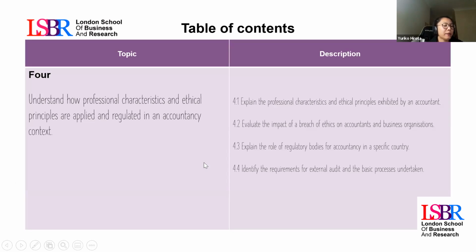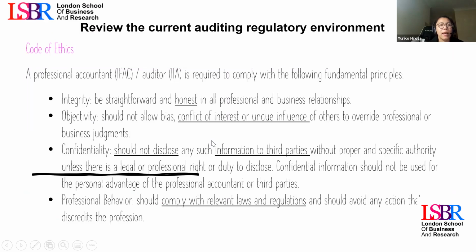And finally, topic number four is very easy. It's more about the characteristics of the professionals, in this case the accountants, and ethical behavior. As an accountant or any other profession, we have a code of ethics. It is the way in which a professional should act, or the behavior that a professional should follow.